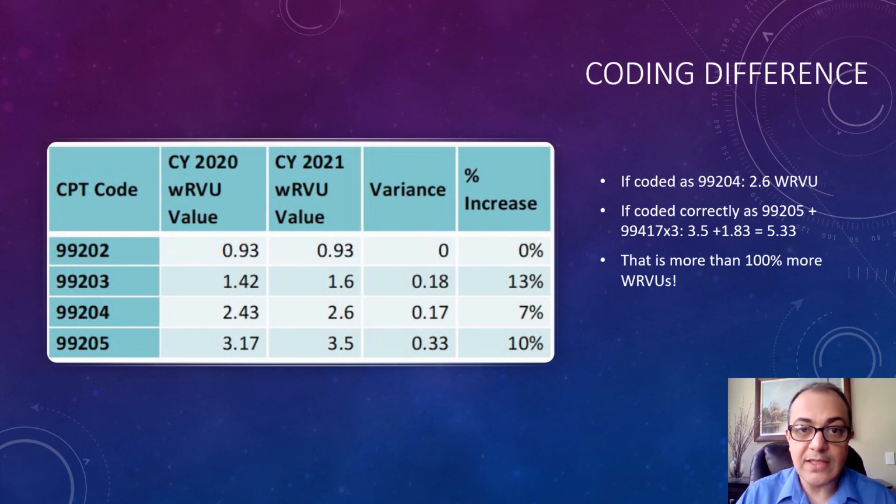Again, this is work he did. He earned those work RVUs from Medicare or the payer or the insurance of the patient. He is documenting correctly what he did. He is not trying to get anything that he didn't do, but he is getting reimbursed for what he did, which is 5.33 work RVUs.